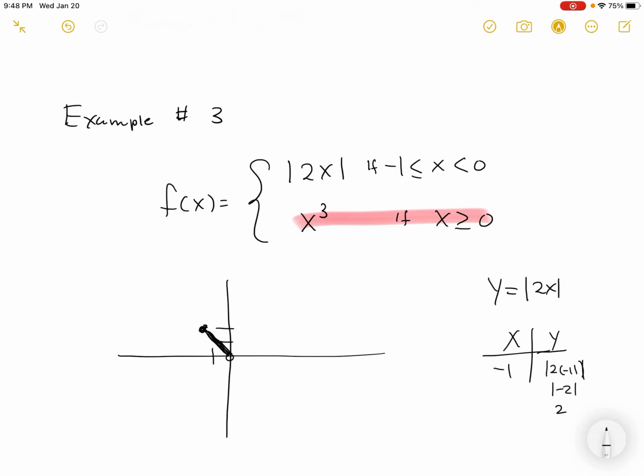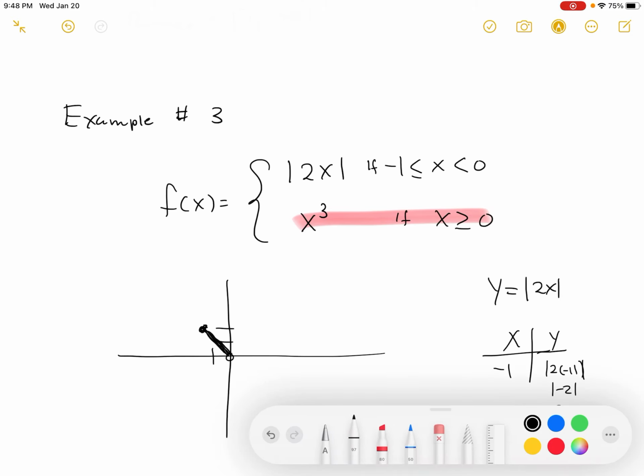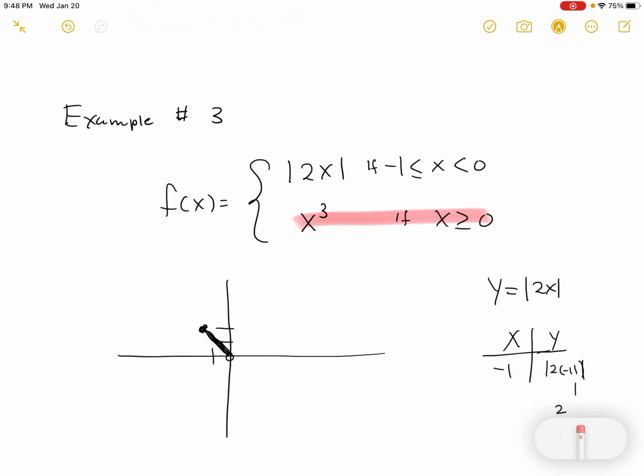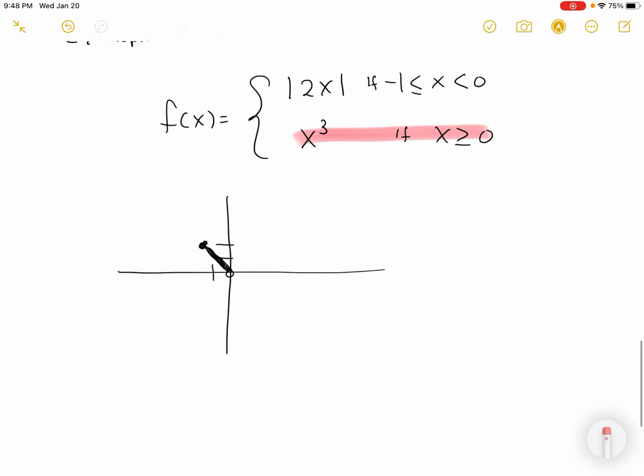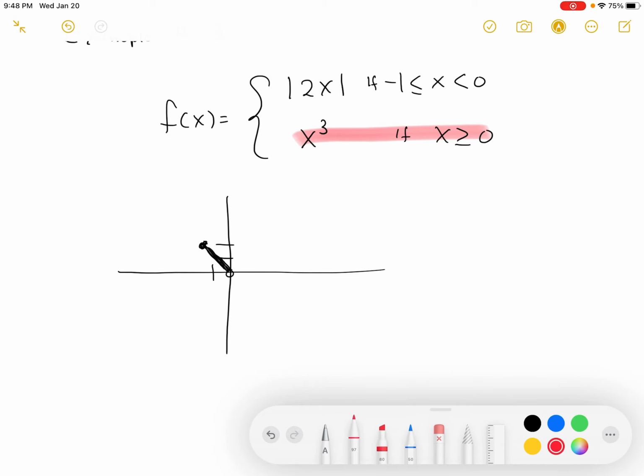Hey, x cubed. Let's go to the x cubed function. So let me grab my eraser and get rid of all of this. I'll move this up a little bit. Let's go look at the x cubed function.